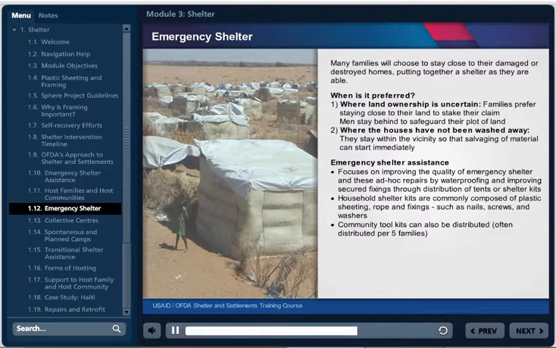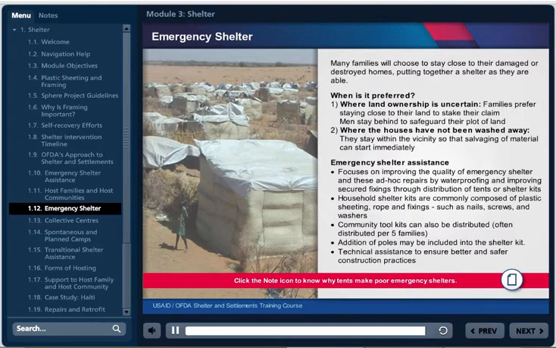In cases where framing structures cannot be salvaged or obtained locally, additional poles may be included in the shelter kit. Lastly, but perhaps most importantly, emergency shelter assistance must contribute towards providing technical assistance to ensure better and safer construction practices are promoted and used to ensure effective use of materials provided and prolong the life of plastic sheeting. This can be done through a demonstration shelter in the community, trainings, orientation, or at the very least, an information campaign. Click the note icon to know why tents make poor emergency shelters.